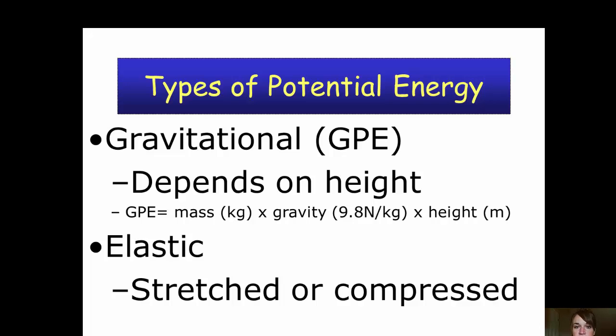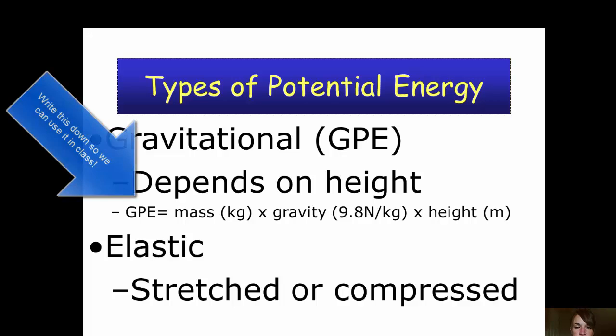Gravitational depends on the height of an object. So how high something is above the ground so that gravity pulls it back down. That would be gravitational potential. The equation for that is mass, which is measured in kilograms again, times gravity. And gravity always equals 9.8 newtons per kilogram here on Earth. Okay, so that will be the number you use in this equation. And then you multiply all of that by the height that object is at in meters.